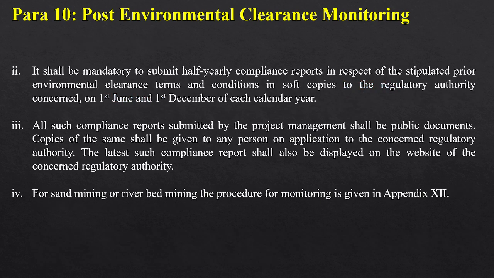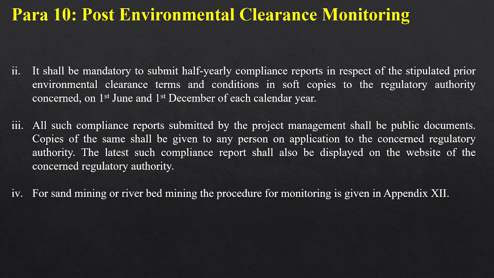It shall be mandatory to submit a half-yearly compliance report in respect of the stipulated prior environmental clearance terms and conditions, in soft copies, to the regulatory authority concerned on 1st June and 1st December of each calendar year. All such compliance reports submitted by the project management shall be public documents. Copies of the same shall be given to any person on application to the concerned regulatory authority. The latest such compliance report shall also be displayed on the website of the concerned regulatory authority.